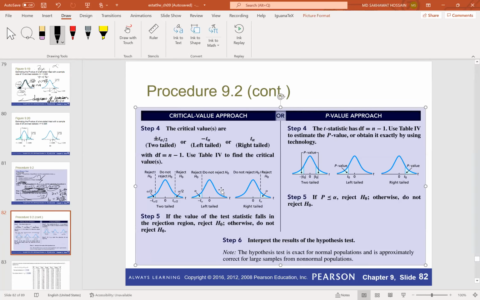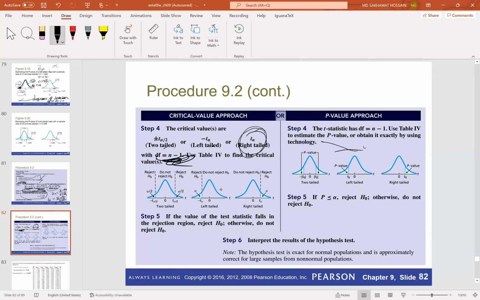Step 4 is similar. We have to find the critical value. For two-tail, it will be t plus minus alpha over 2. For left-tail, it is negative t alpha. For right-tail, it is t alpha. To find this, you need to know the degrees of freedom, df, and the degrees of freedom is n minus 1.